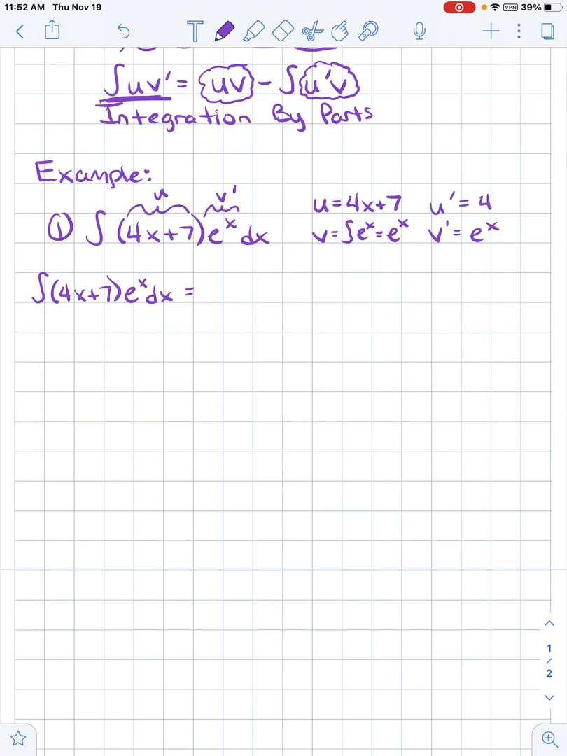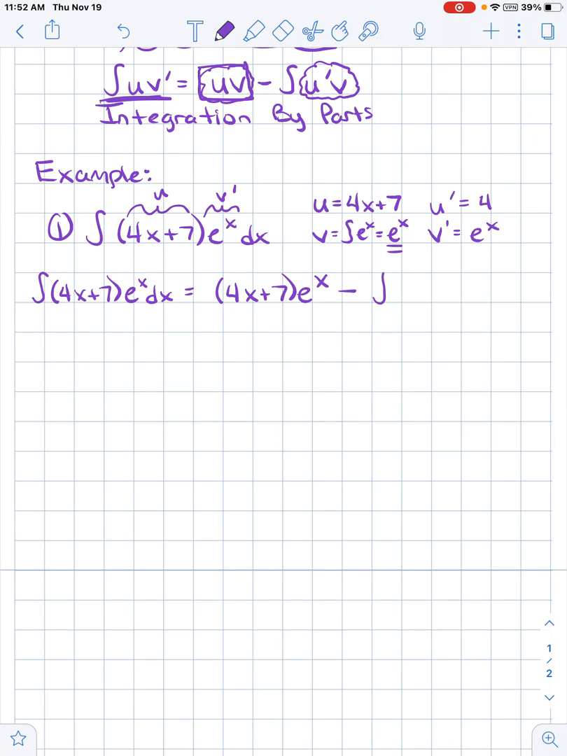So the product rule, or the integration by parts, says multiply u times v. So in our case, I'm going to multiply u, which is 4x plus 7, and we found v to be e to the x, minus the antiderivative of u prime.